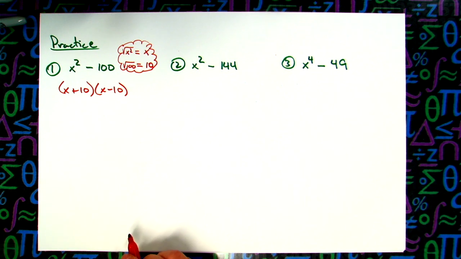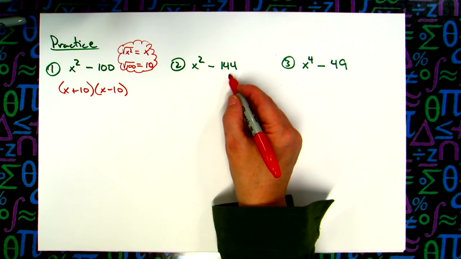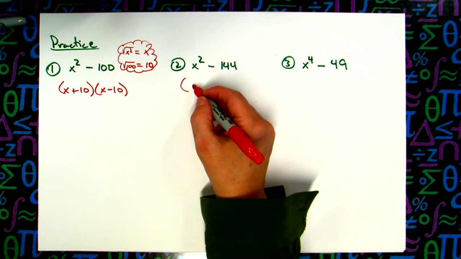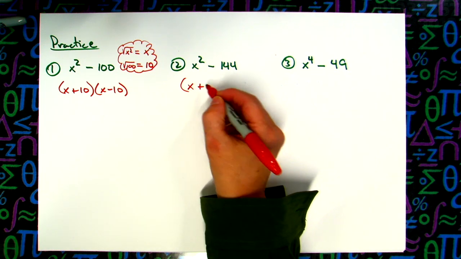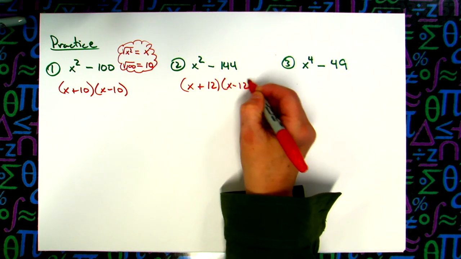Okay, Hannah, on this one, what's the square root of x squared? X. Matthias, what's the square root of 144? 12. Okay, Cheyenne, can you tell me then what I'm supposed to write? I'm supposed to write... Yep, x plus 12 and then an x minus 12.